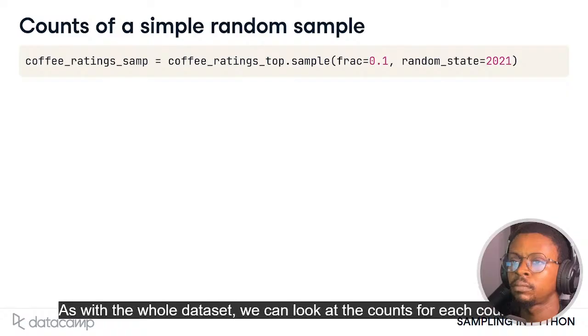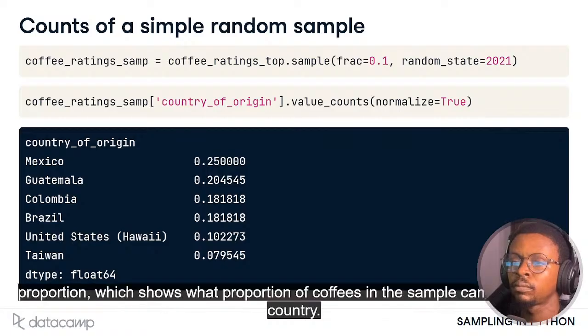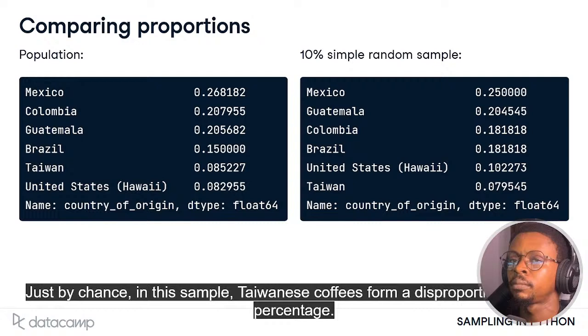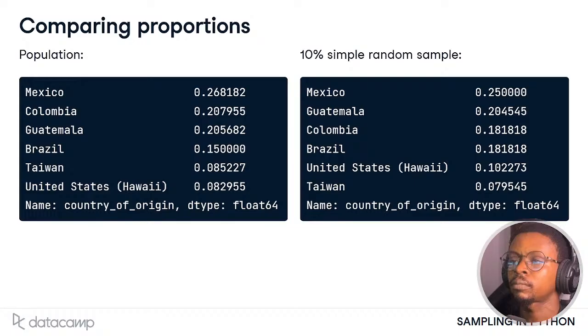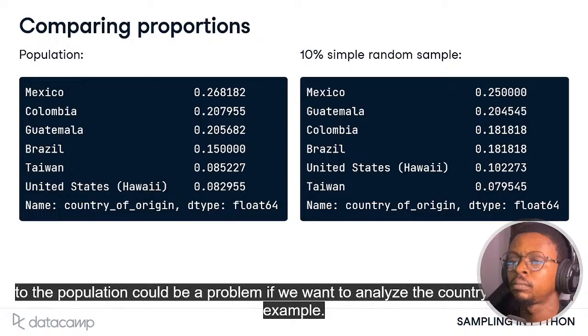As with the whole dataset, we can look at the counts for each country. To make comparisons easier, we set normalize to True to convert the counts into a proportion, which shows what proportion of coffees in the sample came from each country. Here are the proportions for the population and the 10% sample side by side. Just by chance, in this sample, Taiwanese coffees form a disproportionately low percentage. The different makeup of the sample compared to the population could be a problem if we want to analyze the country of origin, for example.